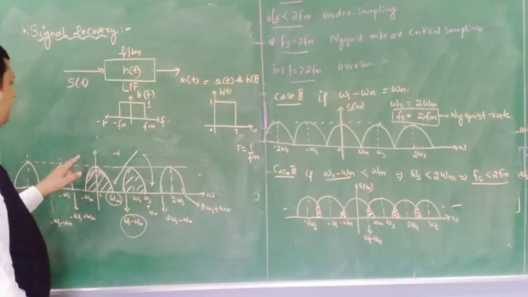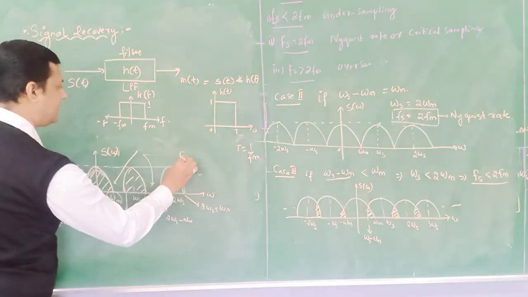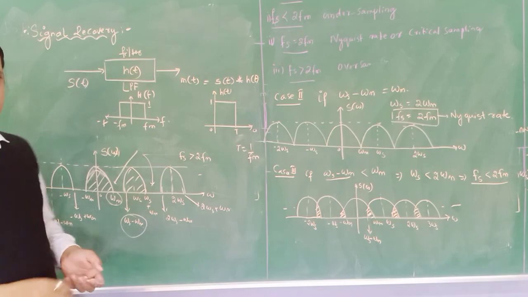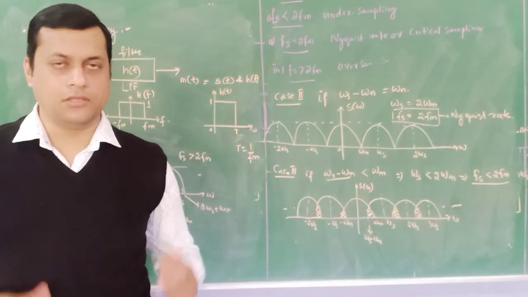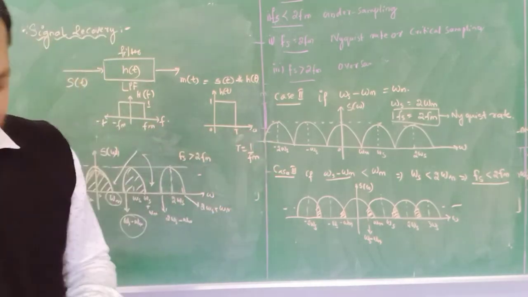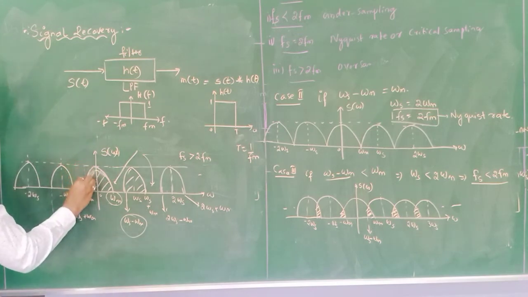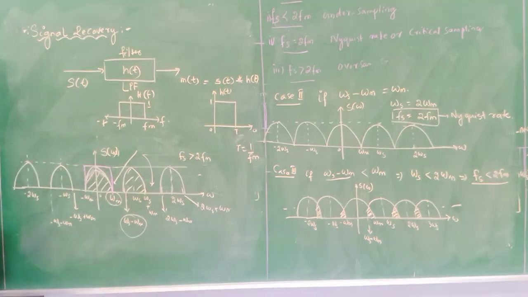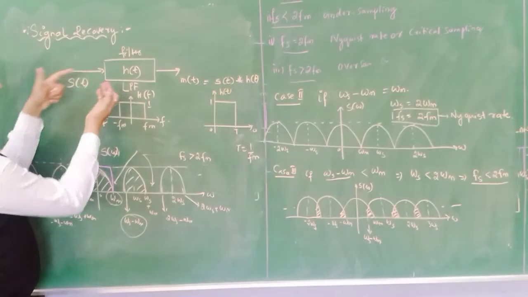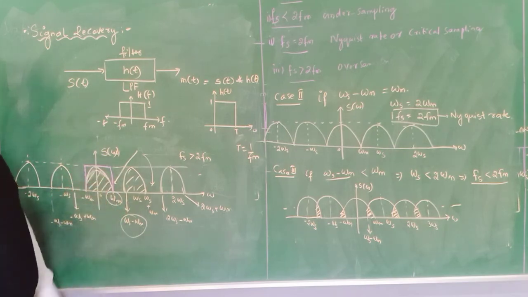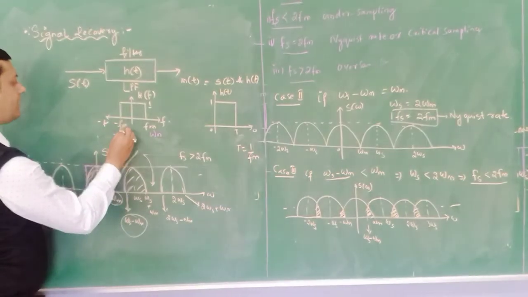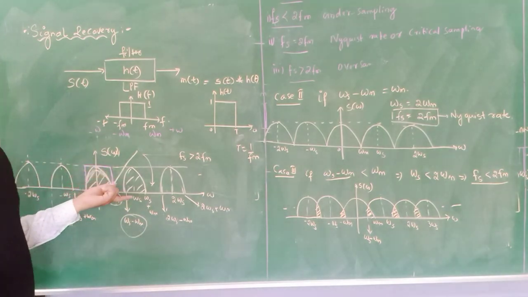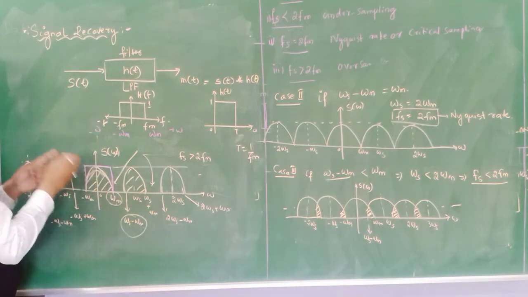First case is Fs greater than 2 Fm. Now when these samples cross through this particular filter, the filter identifies the band limited signal whose frequency varies from minus Fm to plus Fm. So in that case it will identify this particular point. You can see this pink line. This pink line is the characteristic of this filter. So when this signal enters this filter, it will identify minus omega m to plus omega m, without any loss of information. So when this signal enters this, the original signal is recovered.